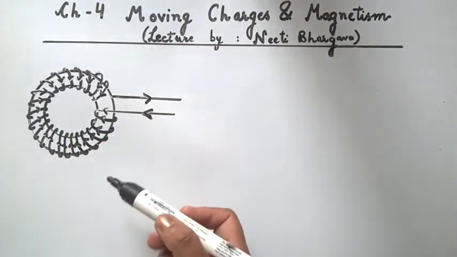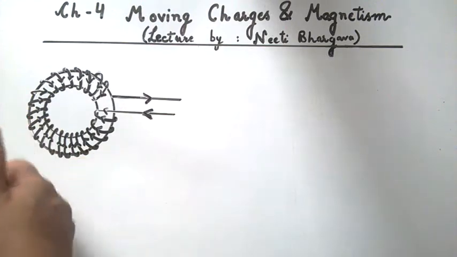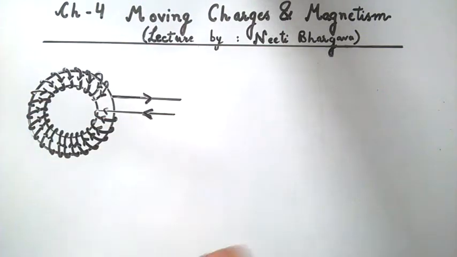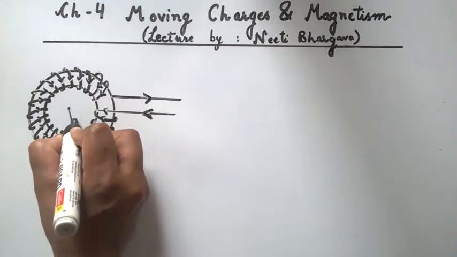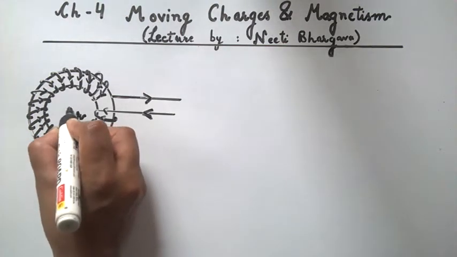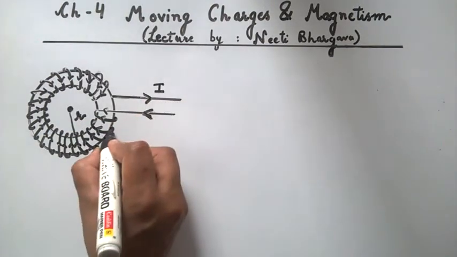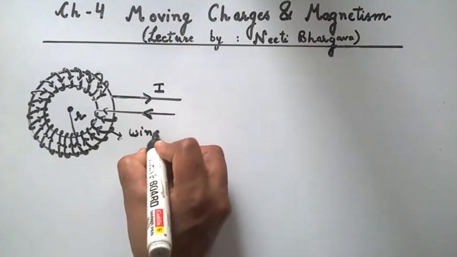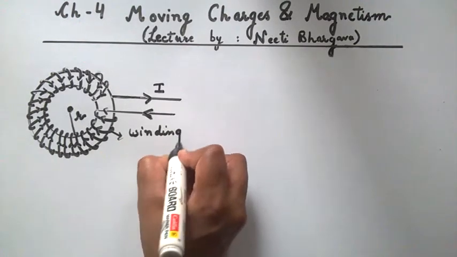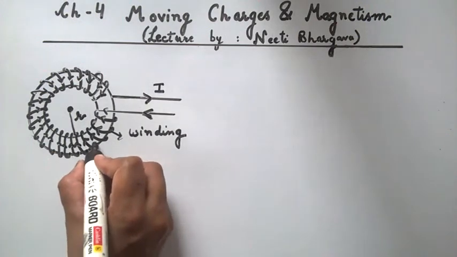In right hand thumb rule, the fingers are showing the direction of current. Thus the thumb gives the direction of magnetic field. This is the average radius of a toroid. I current is flowing. These number of turns are known as windings. And the region which is enclosed by these windings is known as toroidal region.